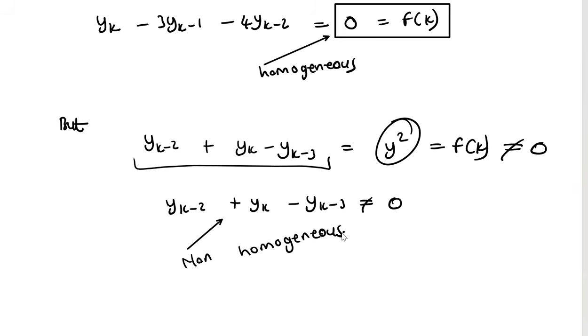So we classify order by taking the maximum index and the minimum. We classify linearity by examining how many times the independent variable y sub k appears in the expression, in all the terms. We classify homogeneity by examining if the function of the independent variable is equal to 0. Now, I need us to combine all these things.